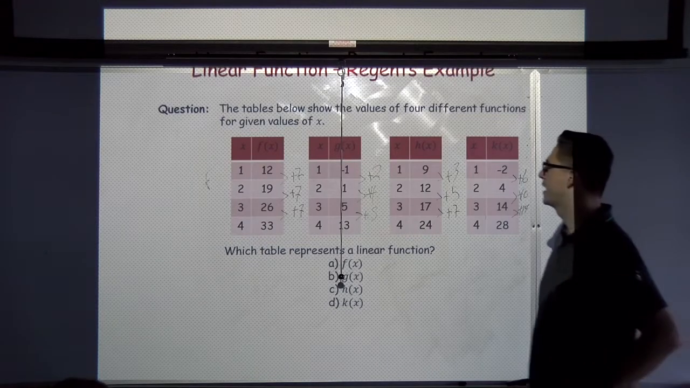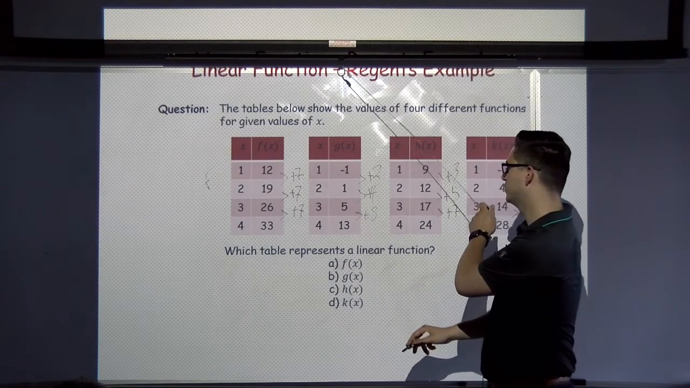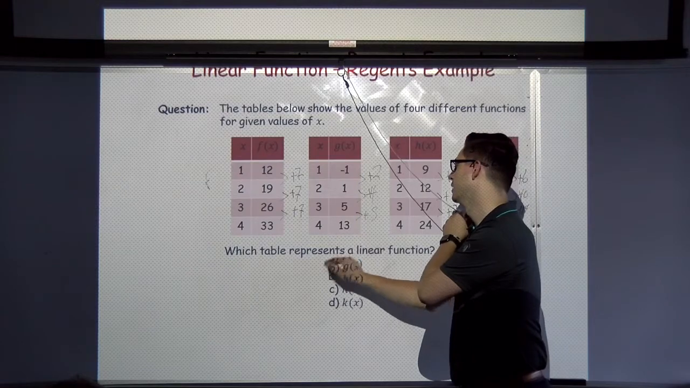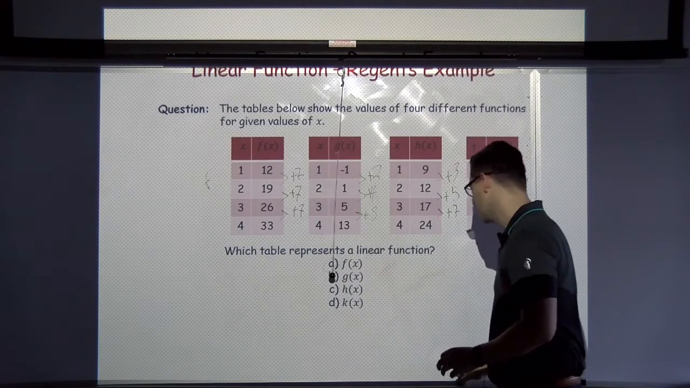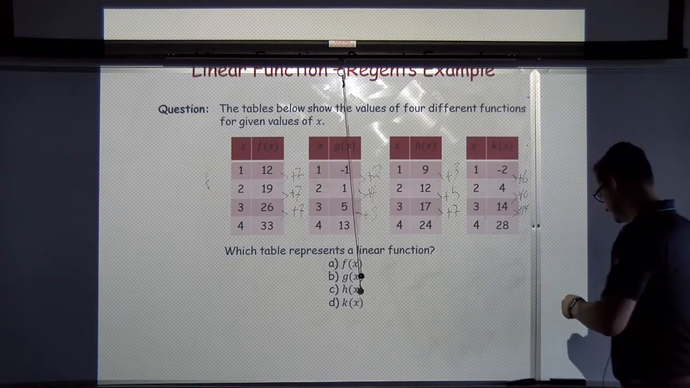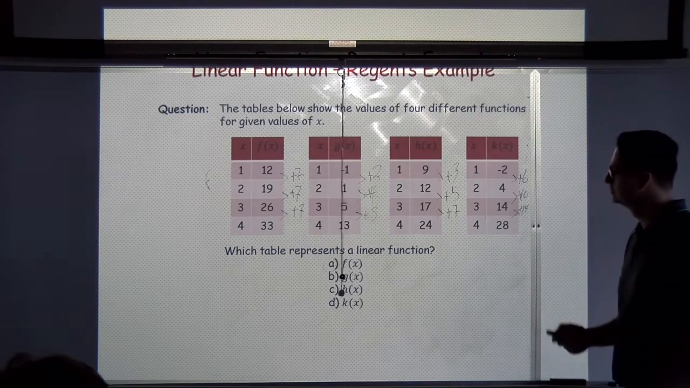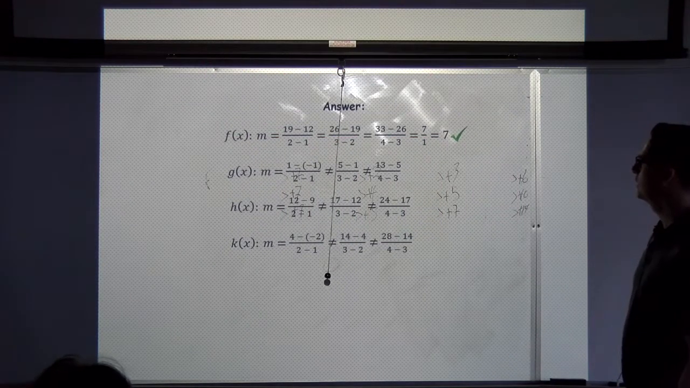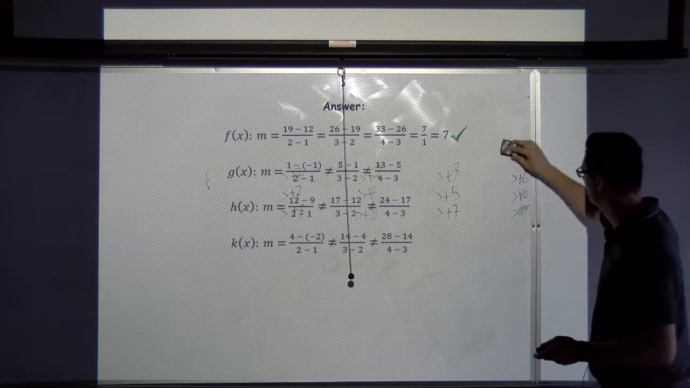So the answer to our question, which table represents a linear function, is choice A, f of x. Okay? Any questions so far?